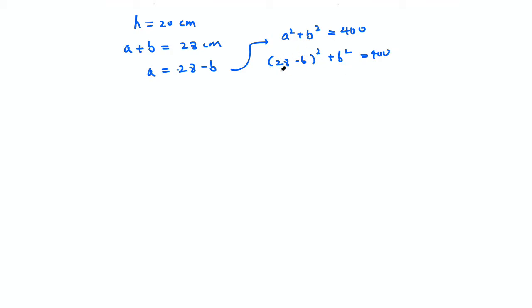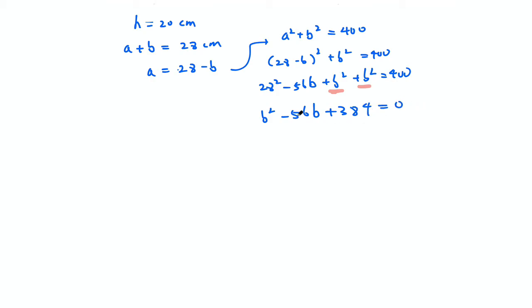Okay, so expanding out this bracket, you end up getting 28 squared minus 56b plus b squared, plus another b squared, is equal to 400. And move everything to the left-hand side. So grouping these two, you get b squared minus 56b. 28 squared minus 400 will give me 384. Okay, and this is equal to 0.